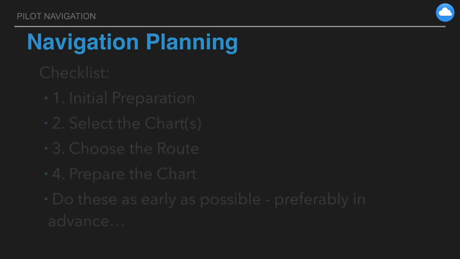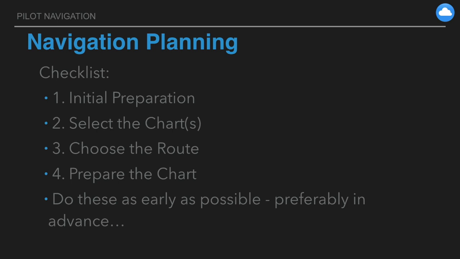What I'm going to talk about now is a scenario where you're a private pilot thinking about going on a cross-country trip, or you get assigned a route for your private pilot flight test. What do you do? What's the order of things? So we've got a checklist here. We're going to do some of the initial preparation. I'll talk about that in a minute. Select the charts. Might be more than one chart, right? If it's a long trip.